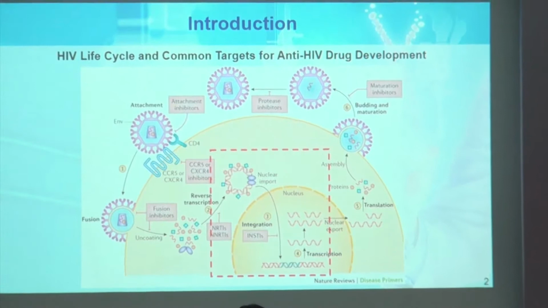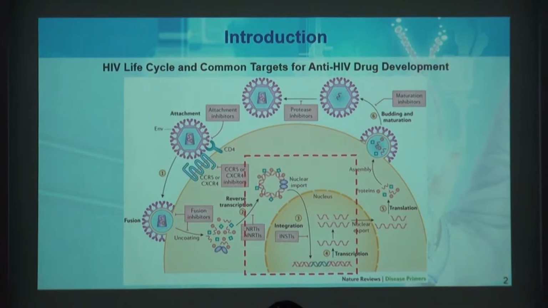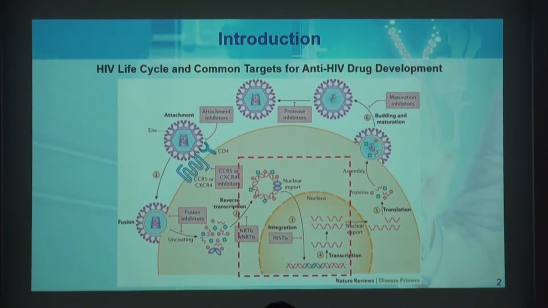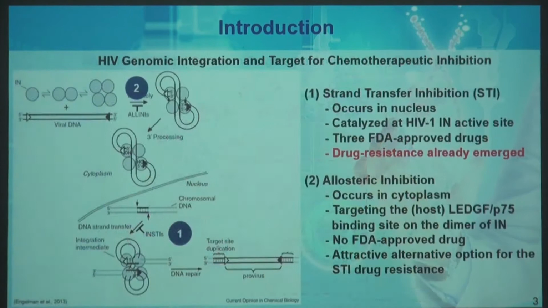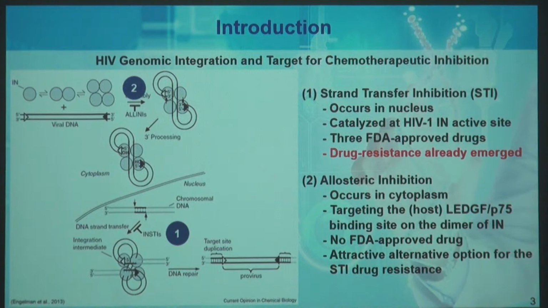In the HIV life cycle, many steps of HIV replication are targeted for drug discovery and development. But in this project, we only focus on HIV integration. We believe that it's better if we can block the HIV replication process before the viral DNA combines with the host genome. HIV integration consists of 2 key steps: 3'-processing and strand transfer.